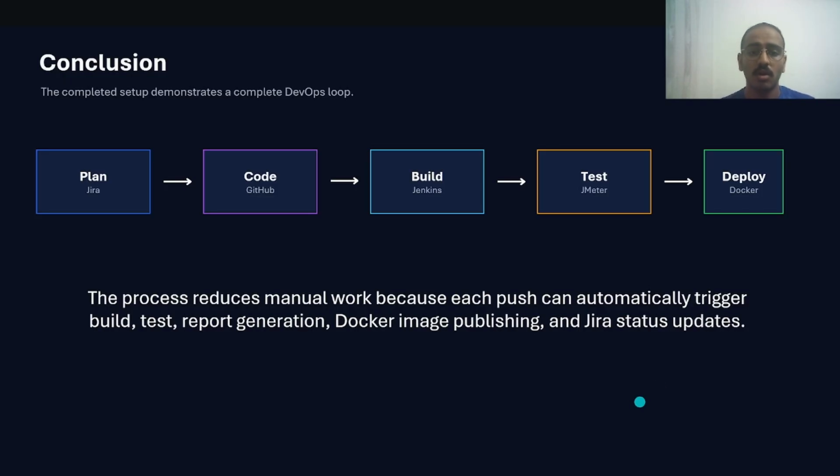And in conclusion, I would like to say that this setup delivers a complete automated DevOps loop, spanning plan, code, build, test, deploy, etc. So we basically integrate some very powerful DevOps tools like Jira, GitHub, Jenkins, JMeter reports, Docker, etc. We have eliminated the manual friction and ensure that only performance-tested code would reach our end users. And so I will now pass the floor to my teammate Walid.